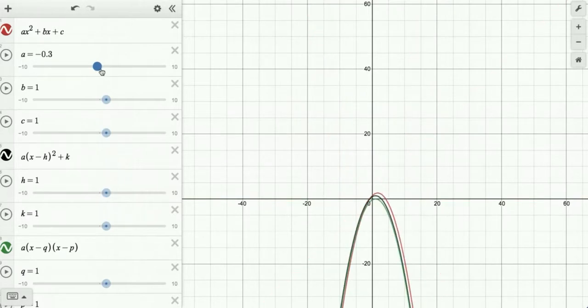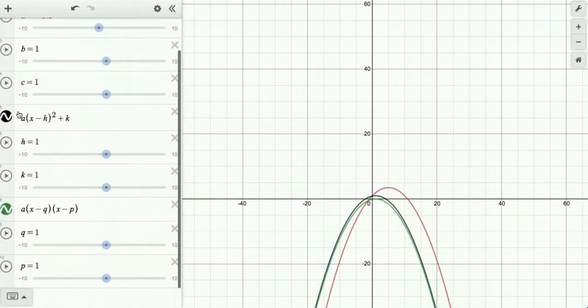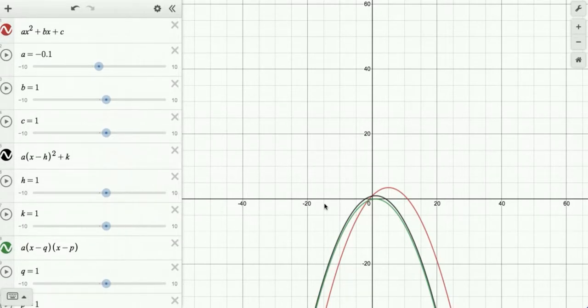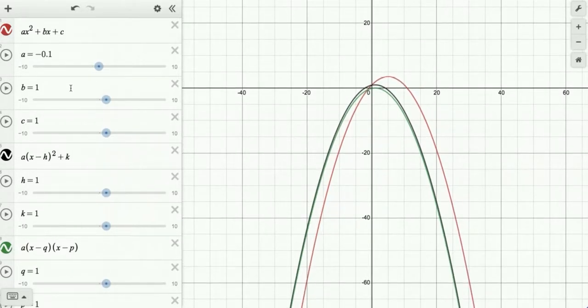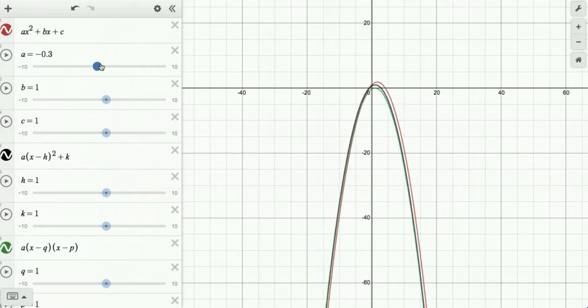And as A becomes negative, immediately the graphs flip. And you see all of them, no matter the form, because the red, the black, and the green graphs all flipped. That's to prove the point that A has the same effect on all three graphs. So as A is becoming negative, the graphs flip. And the same pattern happens.